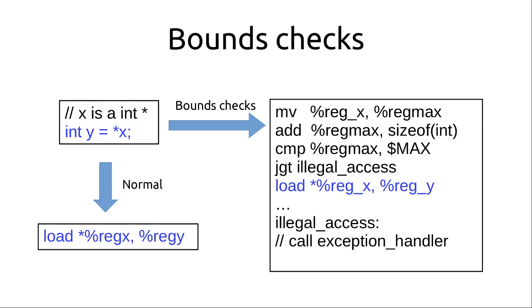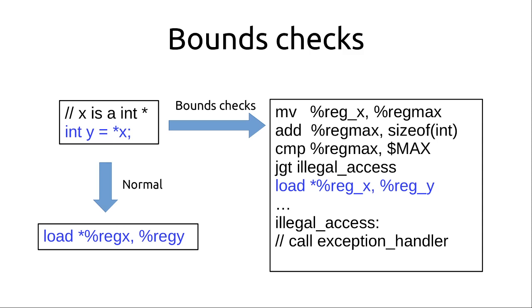If we look at what this might look like, we're taking the code on the upper left, which is just dereferencing a pointer x, which is pointing to an integer, and writing it into y. If you look down from that, the code that might be generated would be some sort of a load that is dereferencing the pointer and writing into another.